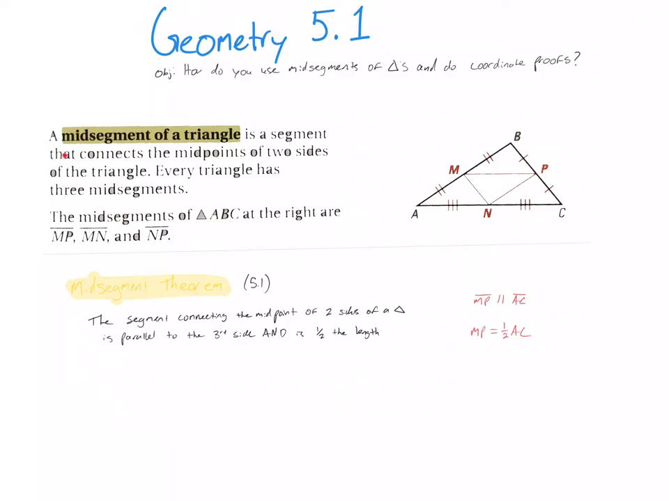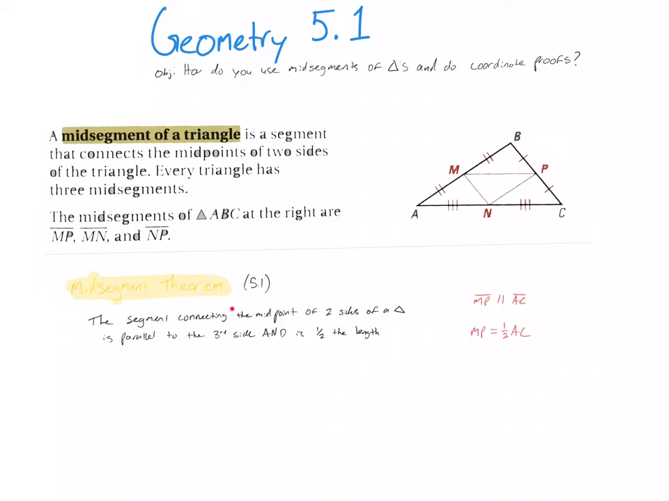Alright, so first off, the mid-segment of a triangle is a segment that connects the midpoints of two sides of a triangle. Every triangle has three mid-segments. So here's a picture of one. P is the midpoint of the side BC because this length is the same length as that length. Midpoint, it's halfway between. And same thing over here. M is the midpoint of these sides. So this line right here, MP, is what we call a mid-segment. It says the mid-segment of triangle ABC, this one's out here. These mid-segments for our triangle are MP, MN, and NP.